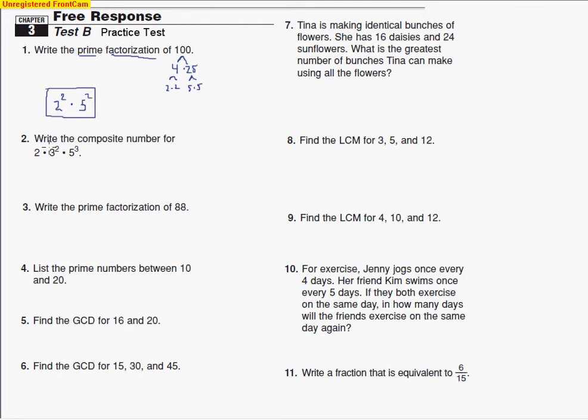Here they're asking me to write the composite number for 2 times 3 squared times 5 to the third. So what I would do is take these numbers with the exponents and multiply those out. So 3 squared is 9, and I'll bring down this 2. And then 5 to the third, well, two 5's make 25 times 5, and 25 times 5 makes 125. So from this point, I'm not done yet. I still need to multiply these numbers. Now, instead of doing 2 times 9, I'm going to do 9 times 125.